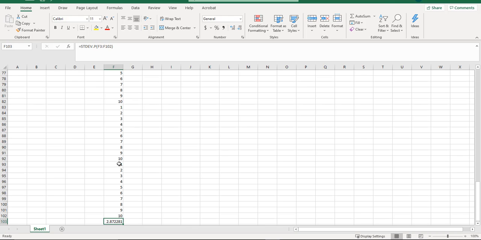So the data goes from 1 to 10. All of them go from 1 to 10. Obviously, the mean is, what? I guess obviously, the mean is 5.5. And then the standard deviation is about 2.8. So that's the standard deviation of this population.